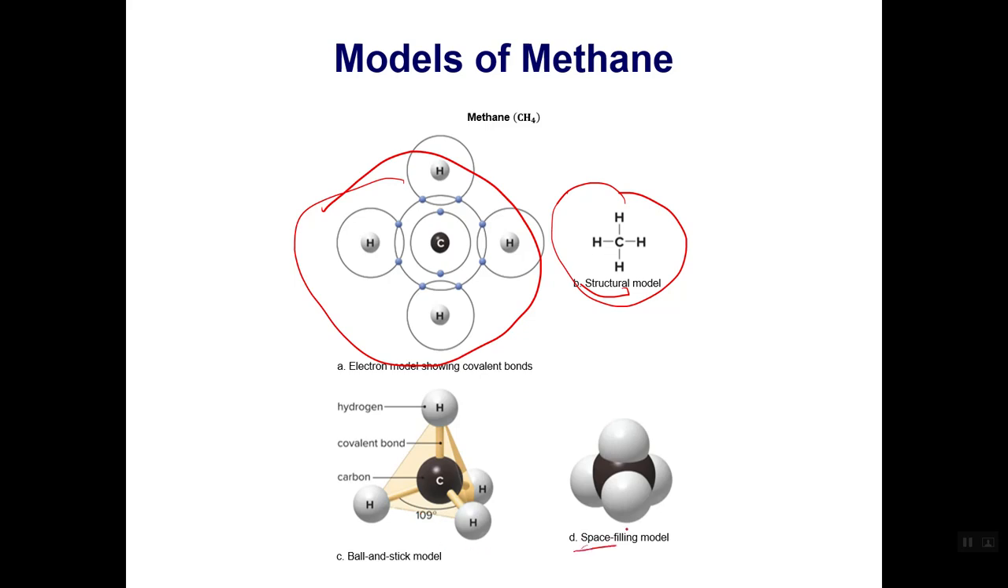And then lastly, we have a space filling model. It is exactly what it sounds like. It shows you for every single atom how much space it fills up within the molecule. So here in black we have carbon, and then we have our 4 hydrogens. And this again instead shows you space filling. This is the one that I will most use for our class, and maybe a little bit of this.